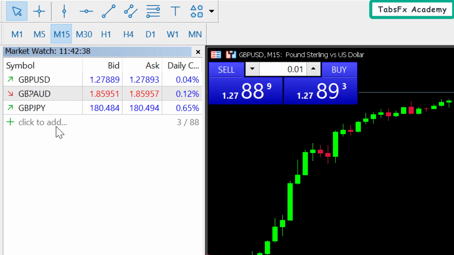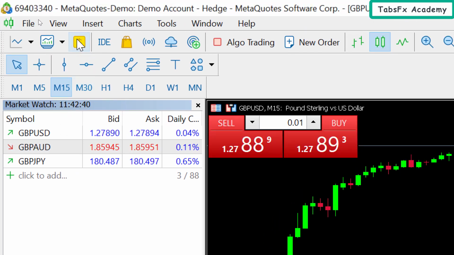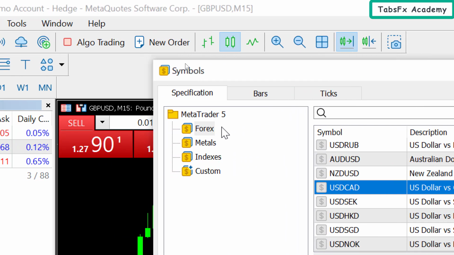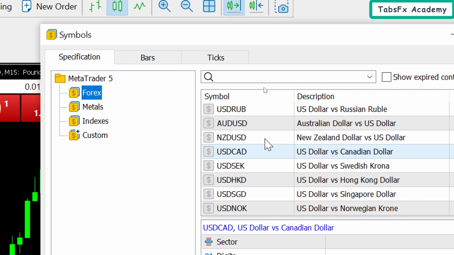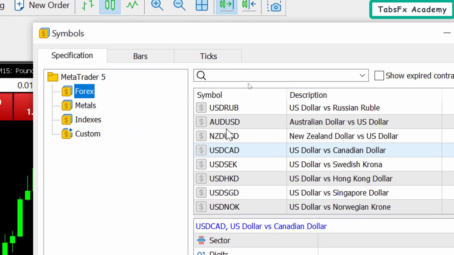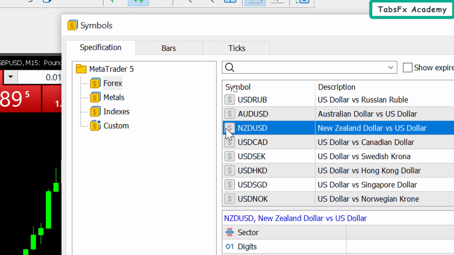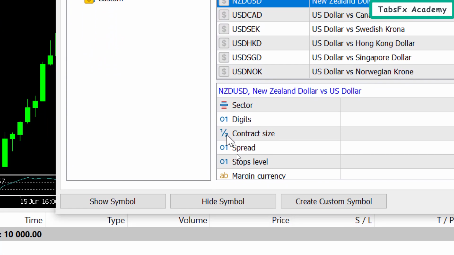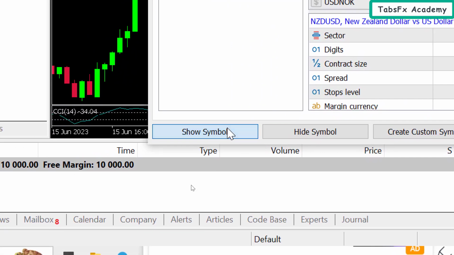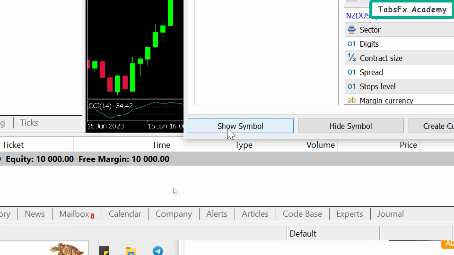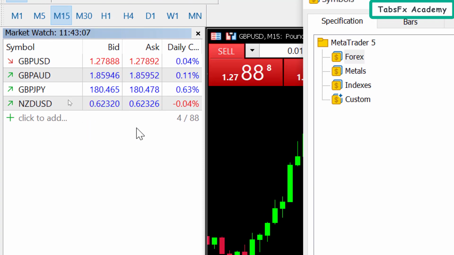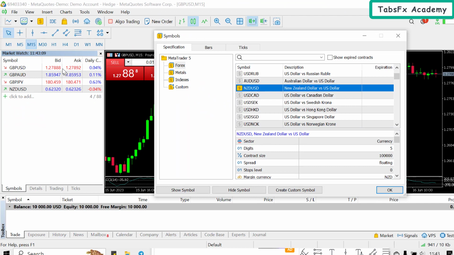It is there. Alternatively, you can simply come onto this symbol here. Simply click on that, and then you go to forex. Forex is there, and then I simply come and tap on N. I tap on this, for example, New Zealand dollar against the US dollar. Then I move down and I say show symbol. If you show the symbol, it will automatically appear there. So that's what you do on MT5 or MT4.